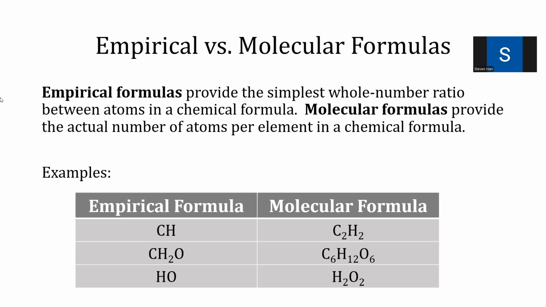Examples include CH, which is the empirical formula of the molecular formula C2H2. A second example is CH2O, which is the empirical formula of the molecular formula C6H12O6. A third example is HO, which is the empirical formula of the molecular formula H2O2.